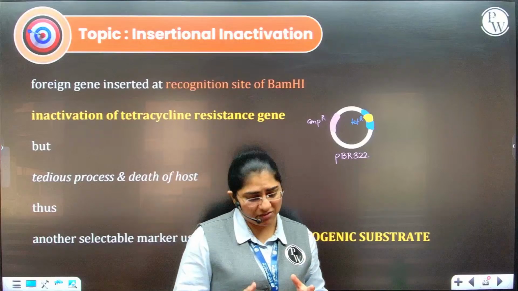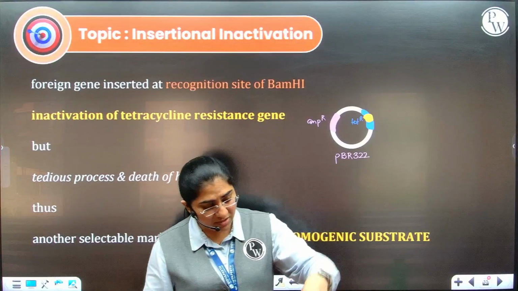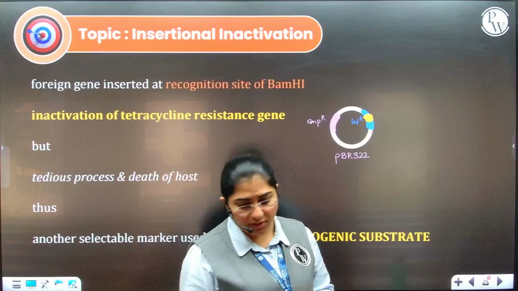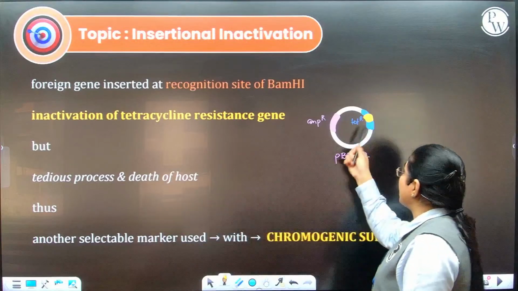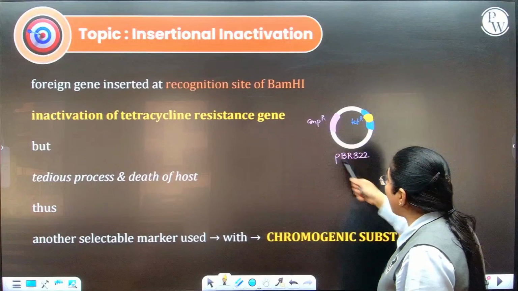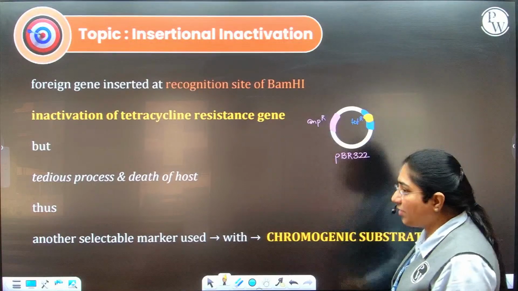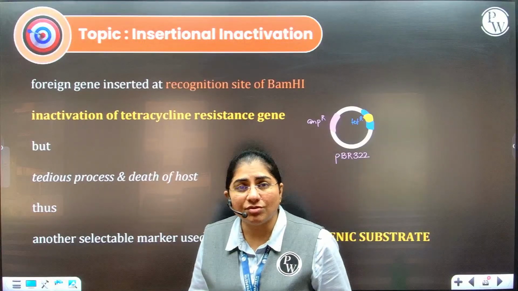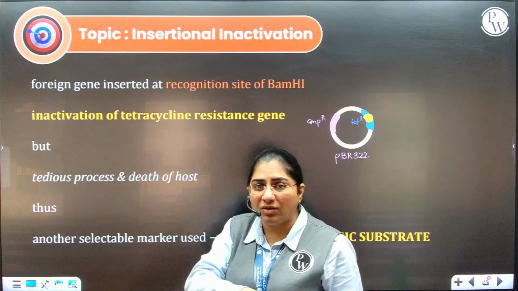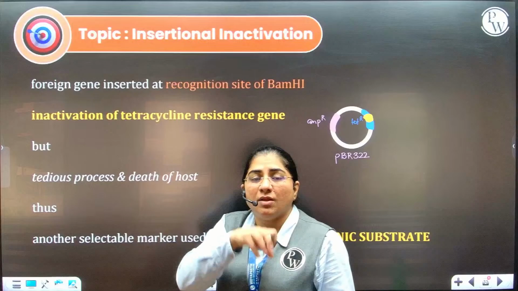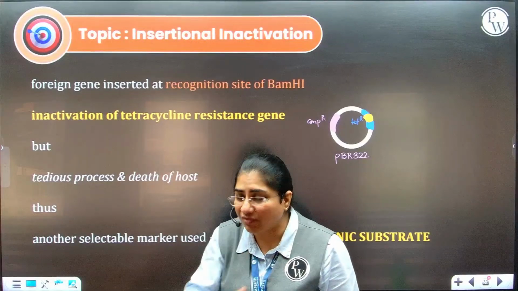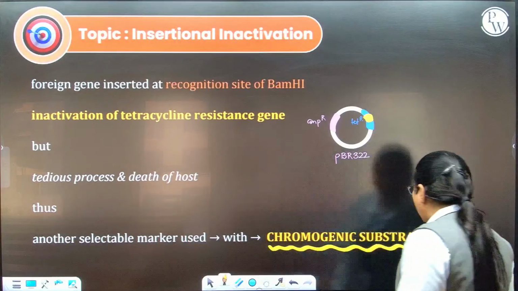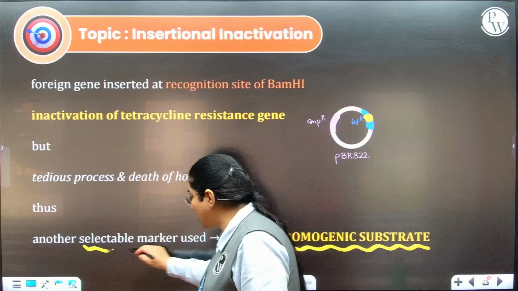It's a strenuous process. First we grow the colonies, then we put in ampicillin, then we put in tetracycline. Plus at the same time, if I understand the recombinant from a non-recombinant because of insertional inactivation, my required E. coli with the gene of interest plasmid has died. Once it has died, it is of no use. Though I have taken just a sample from the original colony, still I have killed the host which had my gene of interest. So to prevent all of this, I will be using chromogenic substrate as a selectable marker.